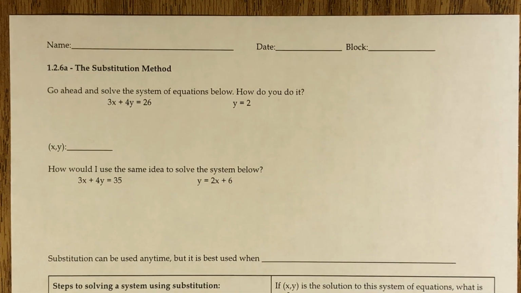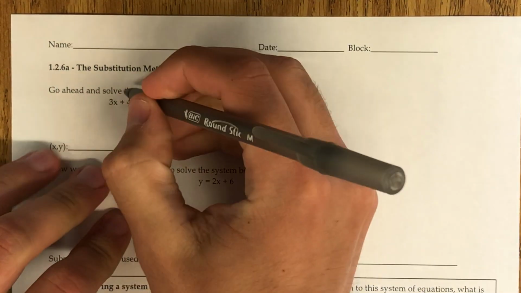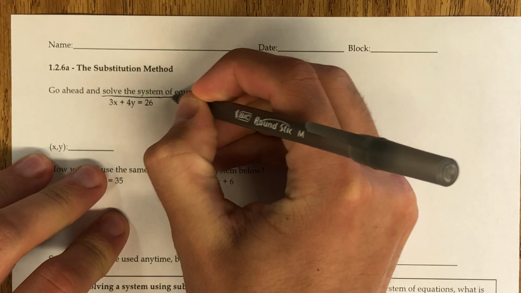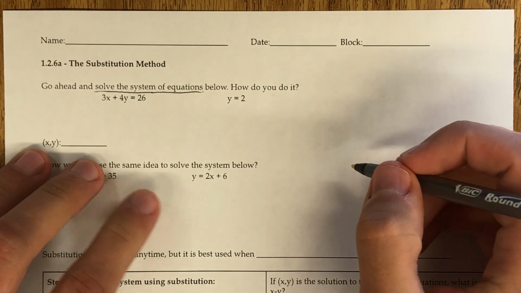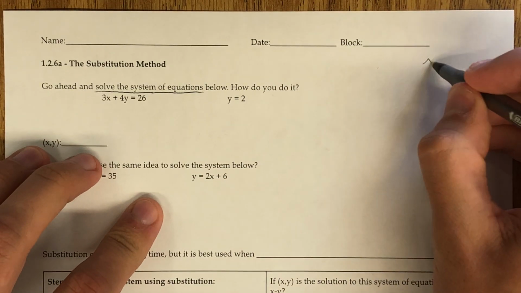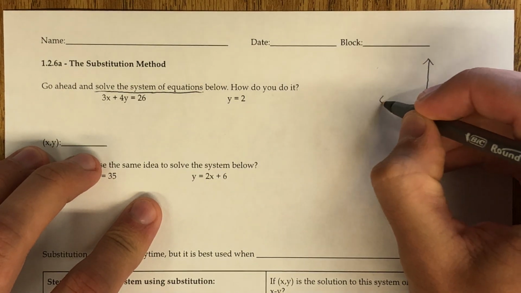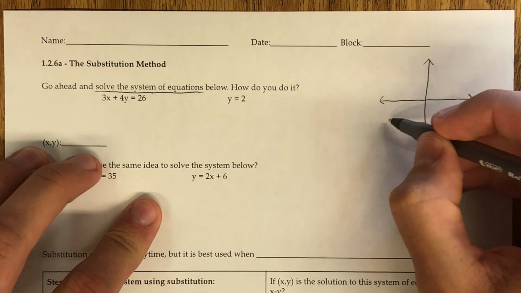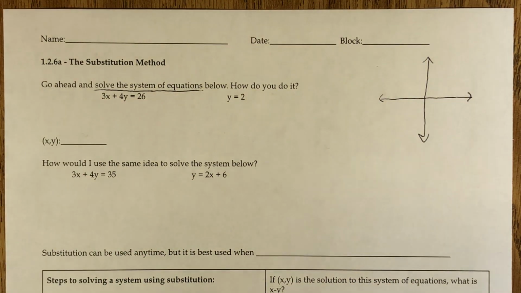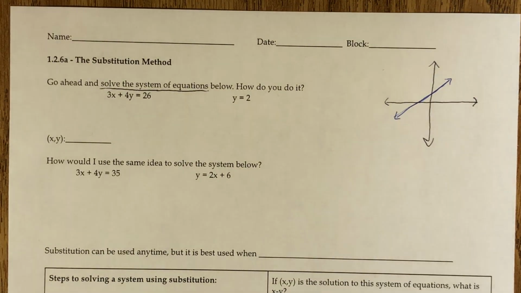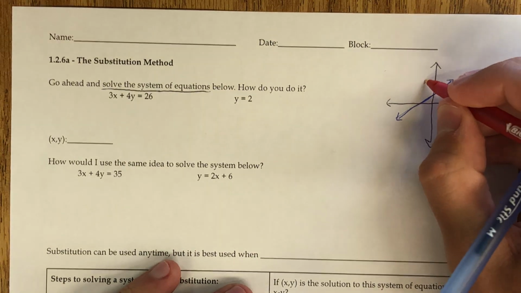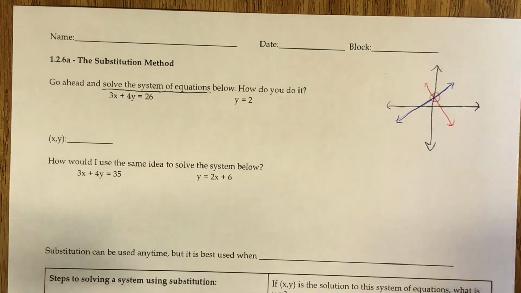All right, we are using the substitution method here to solve a system of equations. So that is the goal. You may recall in our previous lesson we talked about solving a system of equations through graphing. In those situations, if you have two lines, you look for where those two lines intersect. That would be your solution to the system.